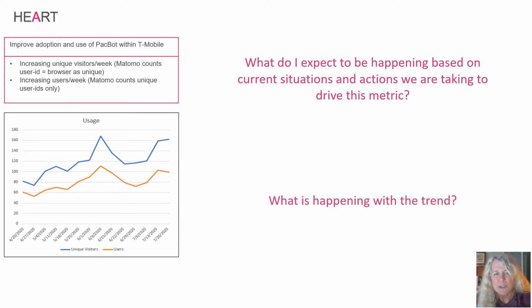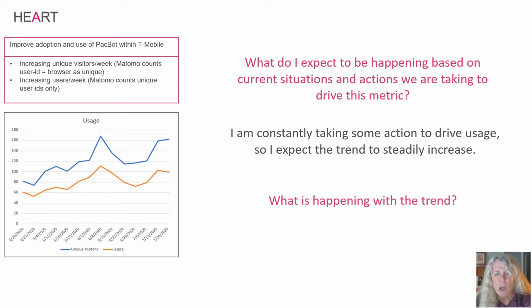The second question is, well, what is happening with the trend? And that's where you're going to compare the two. What are my expectations and what is actually happening? So the first question you ask Brian, he says, well, I'm constantly taking action to drive this metric up, so I expect to see it steadily increase. What is happening? Well, the trend is spiking and going up and down. And Brian's just a little curious about why he's seeing such a dramatic spike up and down.